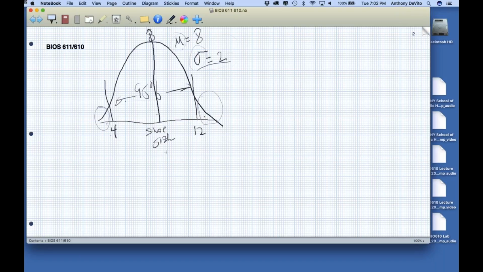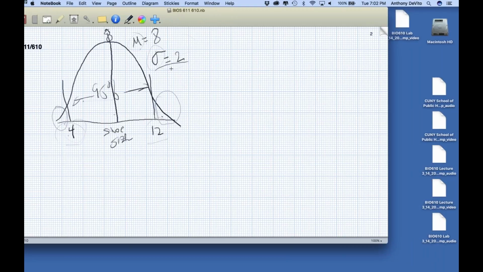Now, I don't know about shoe sizes very much, so don't take this to mean that if you have a shoe size of 12 and a half, you've got big feet, or if you've got a shoe size of 4, you've got really tiny feet. I have no idea what the distribution is. I'm just using shoe size as an example.